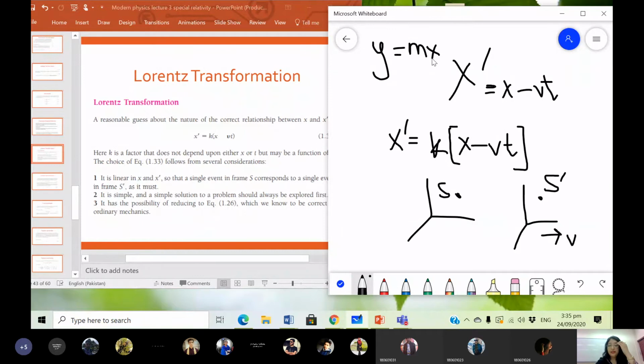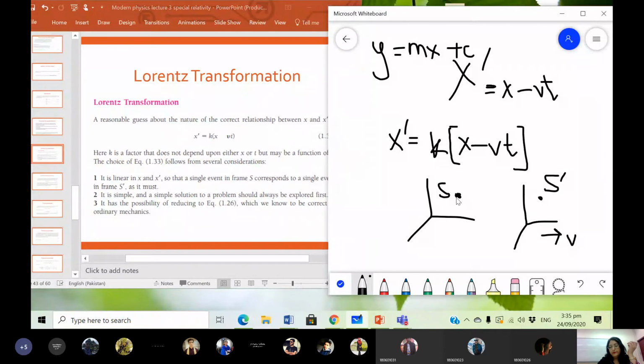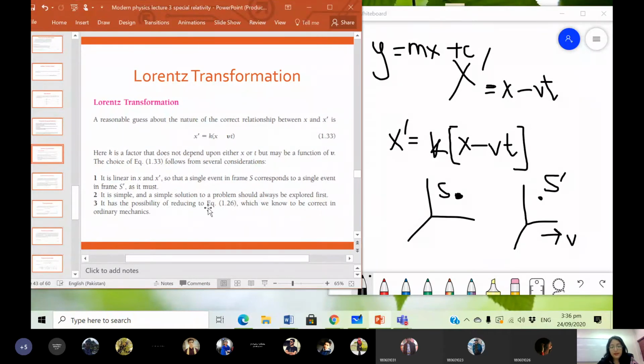Basically this m over here is independent of x. So it's just the slope of the graph. So what we're saying here is that this equation is linear in x and x dash, meaning they are changing by a linear factor. What do you mean by that? Any idea? And it's also simple, and we're saying that this equation has a simple solution.